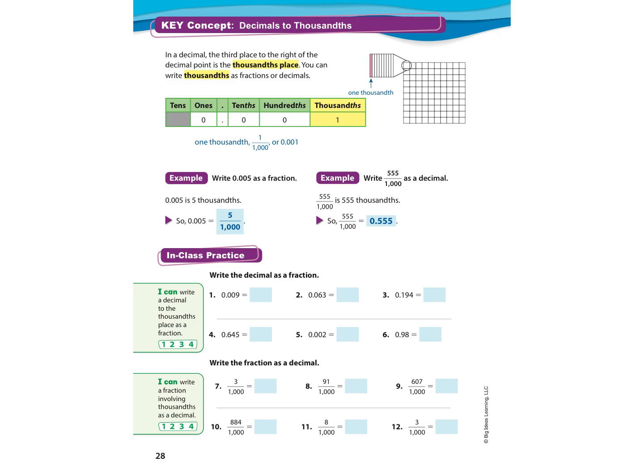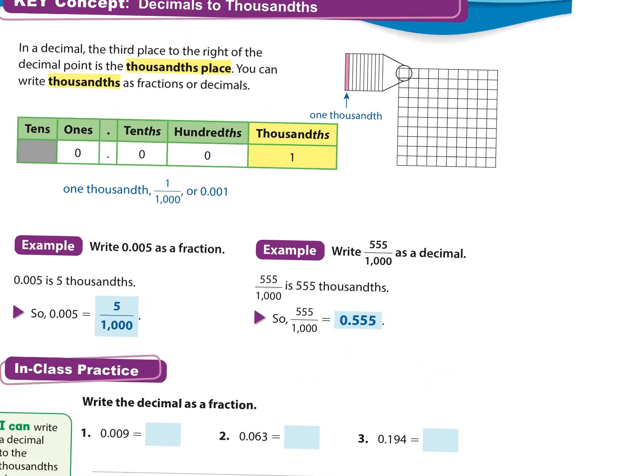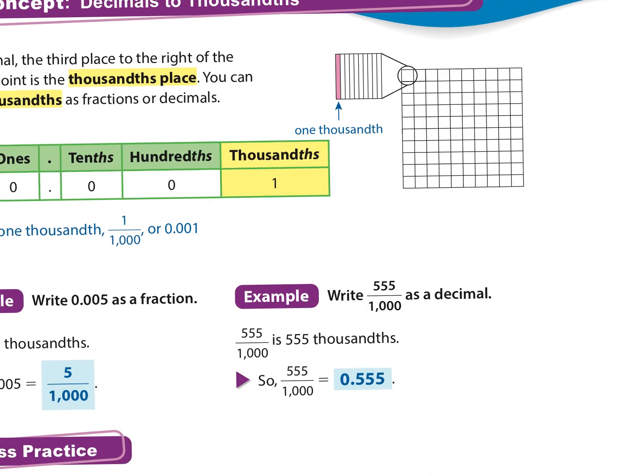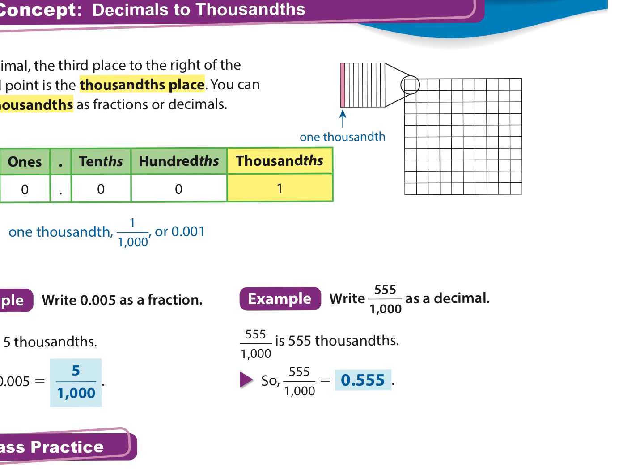Okay. So we still have similar place value charts. I'm just adding that third place. In a decimal, the third place to the right of the decimal point is what we call the thousandths place. You can write thousandths as fractions or decimals. So what it's showing is that in a hundredths grid, which is what we worked with yesterday, each one of those squares would be broken up into tenths. And one of those little tiny pieces is equal to 1/1000th. Do y'all see that visual right up here?